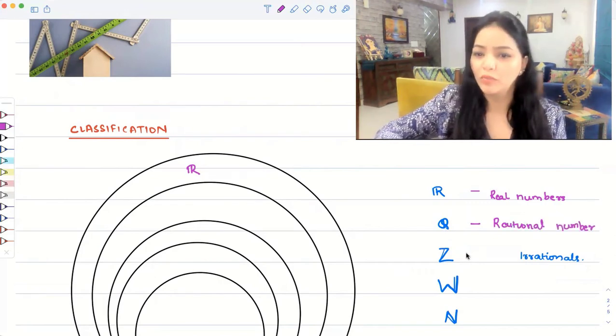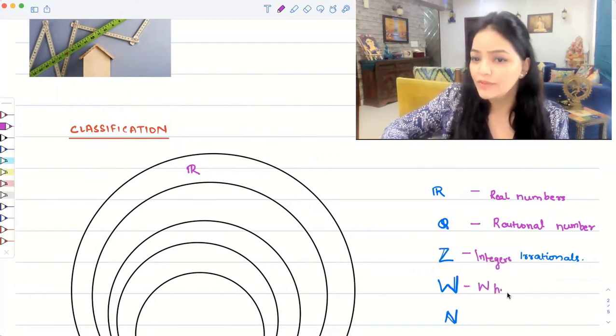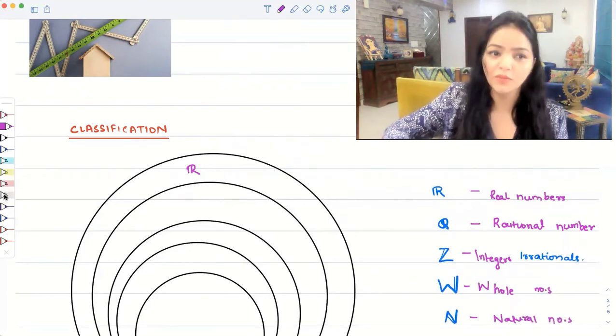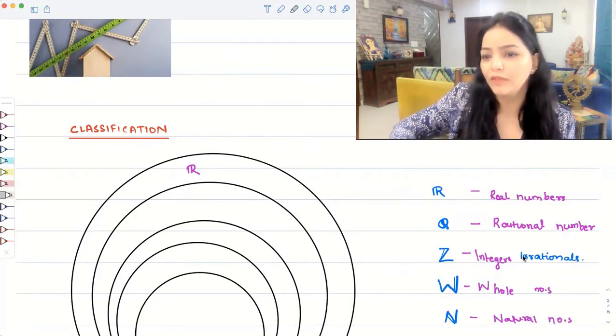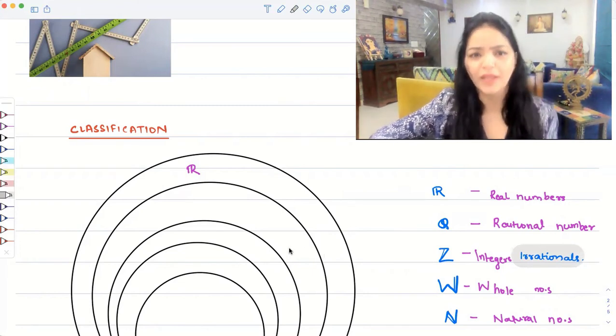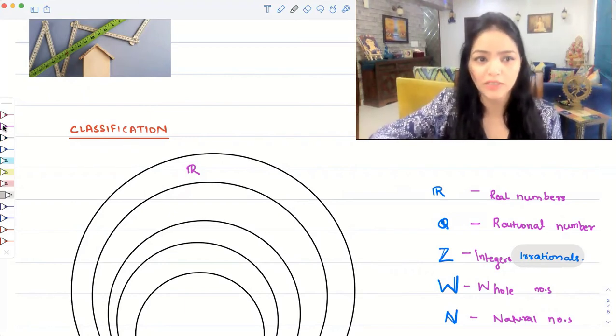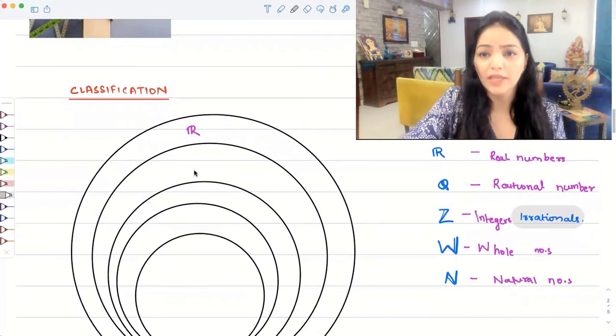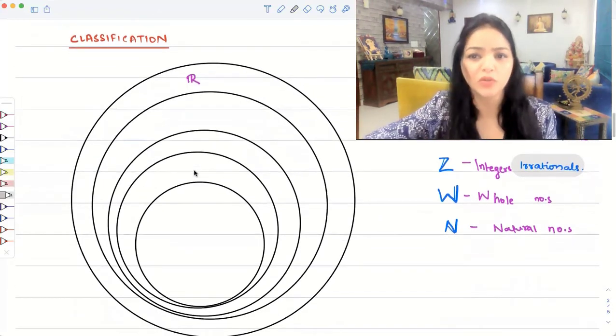And then I'm going to talk about integers, whole numbers, and natural numbers. And of course, what you can see here is also something called irrationals. Now, how they are there, what the composition is like, that's what we will try to understand right now. So you have a set of real numbers. What makes real numbers?